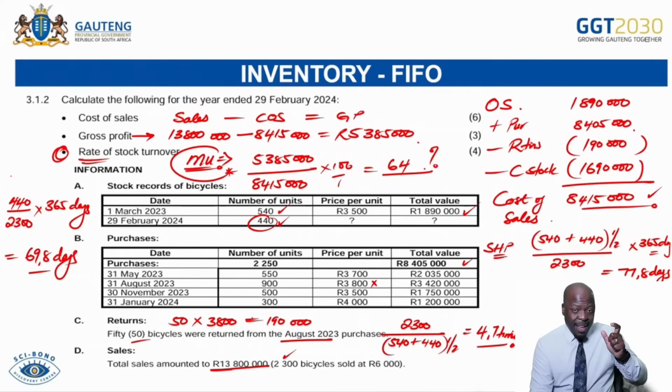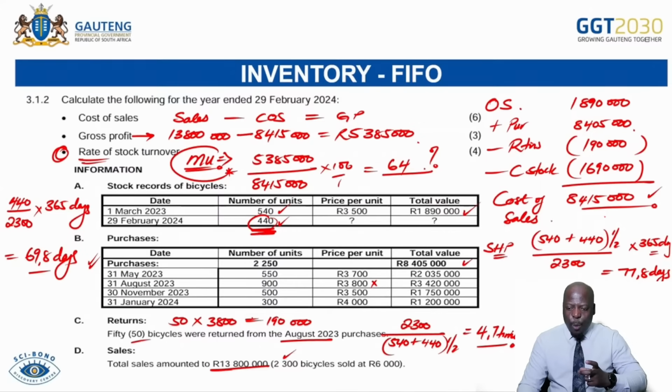That very same question, an examiner can change it again and say, calculate the stock holding period in days using the closing stock. Did you get me now? Okay, so I created a different question here, which is not here. The question I've tested you on says, calculate how long it would take to sell the closing stock. We want to know, if we're to sell the 440 units, how many days is it going to take us? And we realize it's going to take us 69.8 days. Now, that very same question can be turned around, and an examiner can say, calculate the stock holding period in days, but using the closing stock.